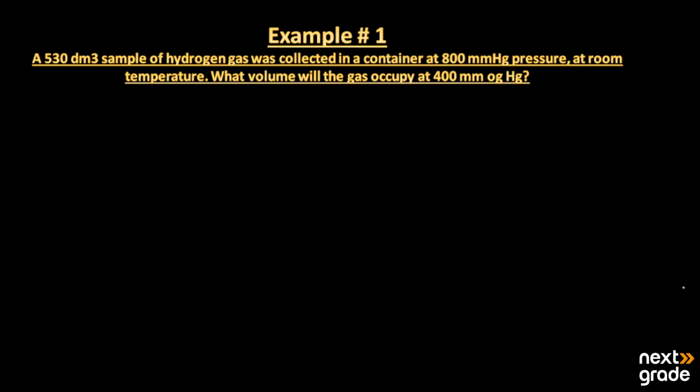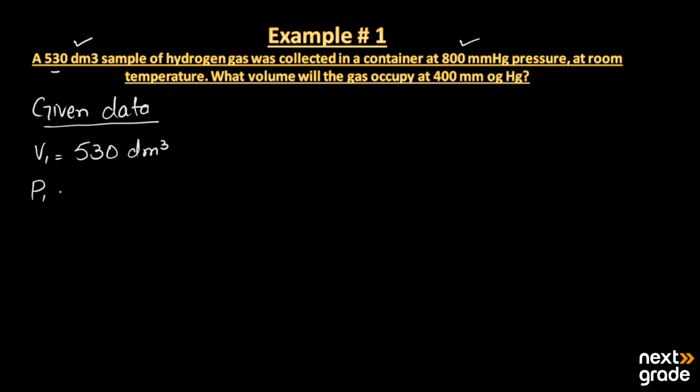The first example: a 530 dm cube sample of hydrogen gas was collected in a container at 800 millimeter mercury. So here we have the given data. This is the volume of the gas, V1, which is 530 dm cube, and it was collected at 800 millimeter of mercury, which is the pressure P1, at room temperature, which means 25 degrees Celsius.